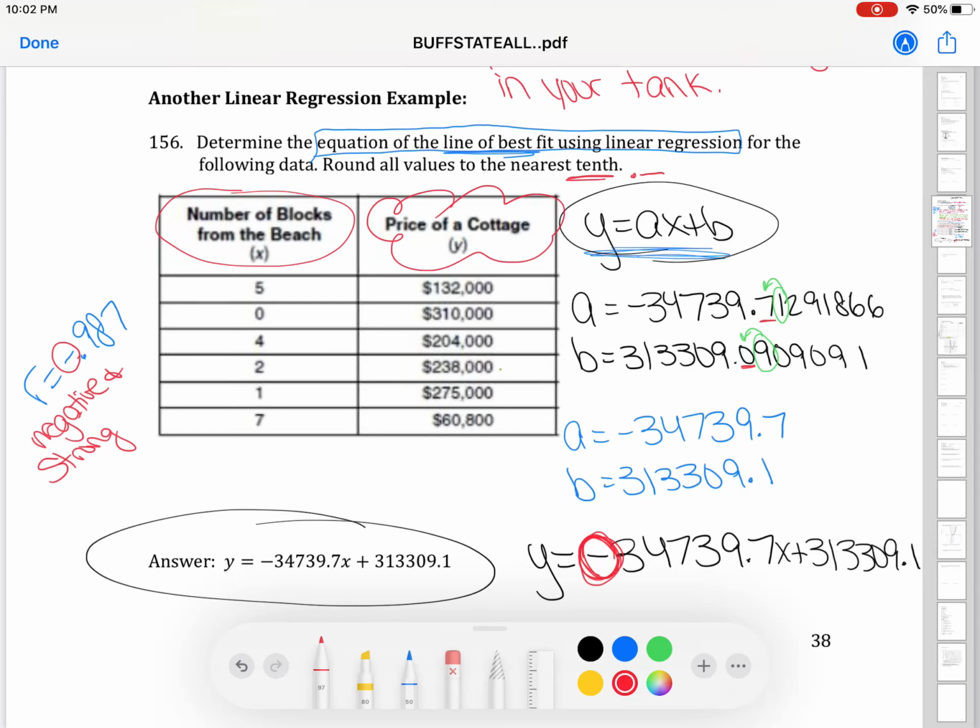There's your equation for that last example. If you did it, awesome, you got that more practice in. It's just getting comfortable with your calculator and knowing what your final answer should look like.